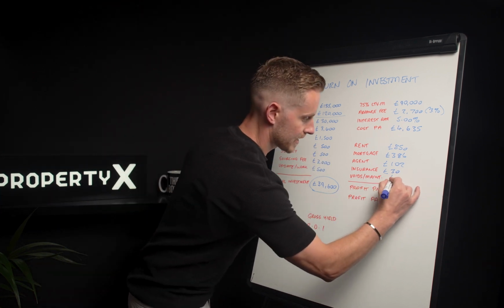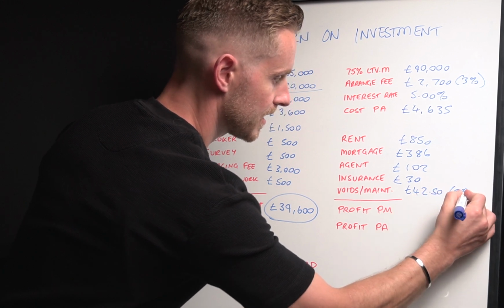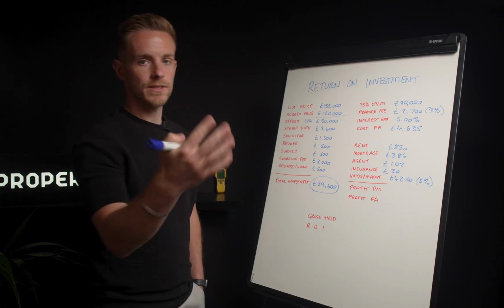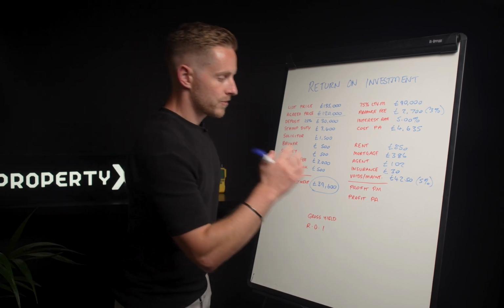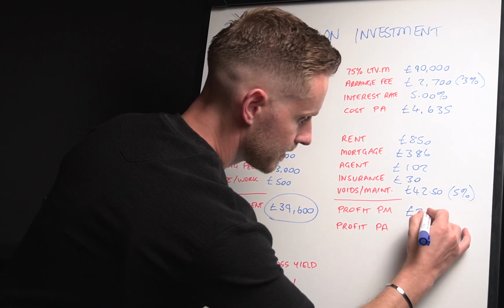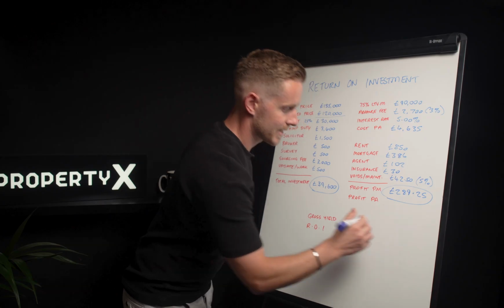Which I think is fair to say they're going to come up, so we should probably put an allowance aside. So I've done 5% there. Some people like to do 7 or 10%. That's going to give us a profit margin of £289.25 to be exact, per month.